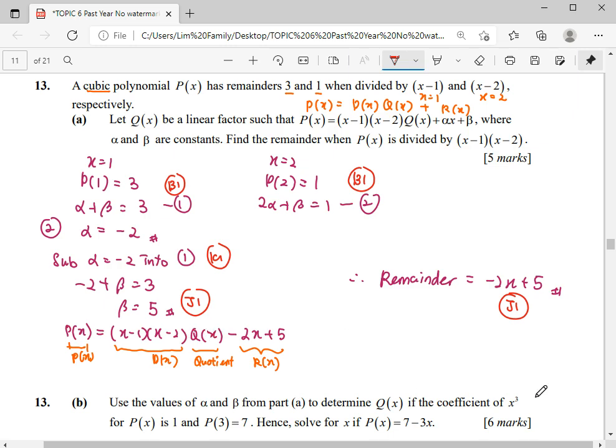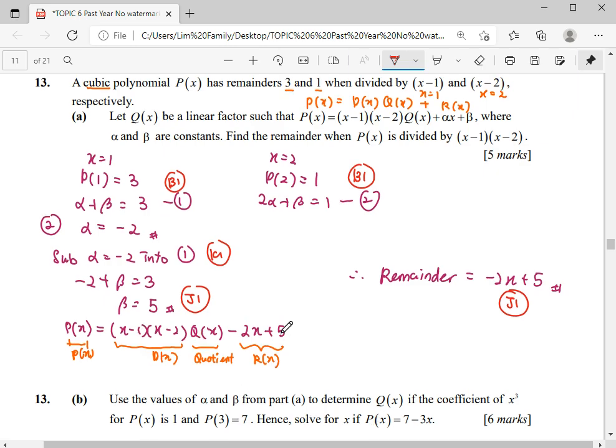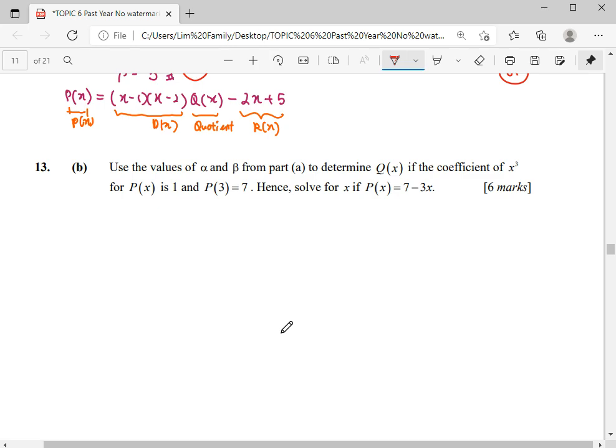The coefficient of x cubed for the polynomial is 1, p3 is 7, so we need to solve for x when the px is equal to 7 minus 3x. Originally we have to come up with our quotient, our linear factor, first. Only then can we get a complete polynomial and factorize it completely.